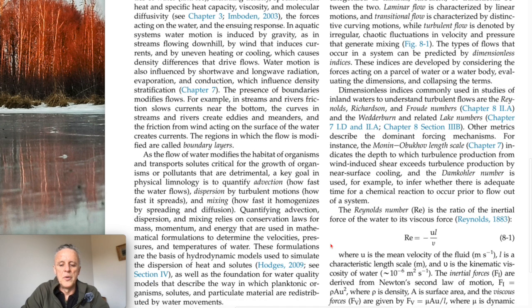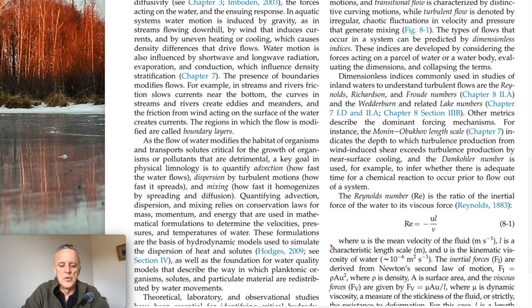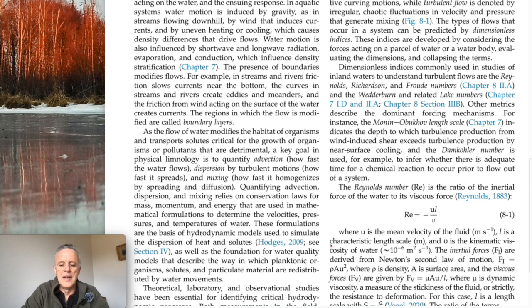The Reynolds number, Re, is the ratio of the inertial force of the water to its viscous force, where U is the mean velocity of the fluid, meters per second, L is a characteristic length scale, like meters, and ν is the kinematic viscosity of water, 10 to the minus 6 meters squared per second. Re is equal to UL over ν.